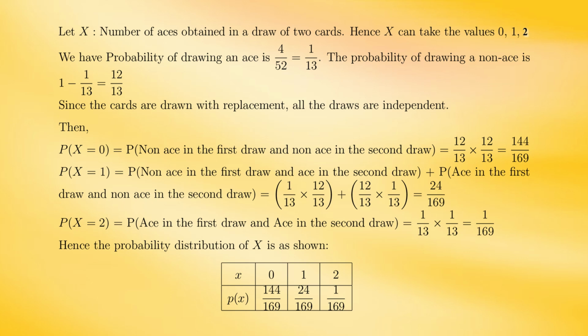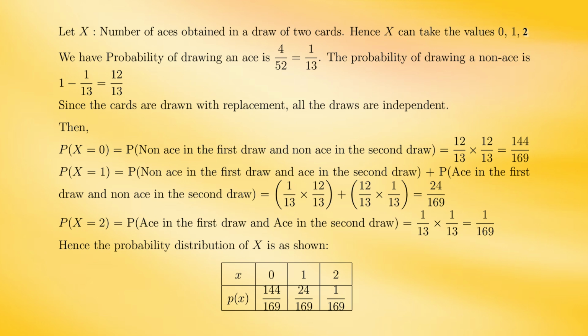Two cards are drawn successively with replacement from a well shuffled deck of 52 cards. Find the probability distribution of the number of aces. In the given experiment, let us denote the random variable x as the number of aces obtained in a draw of 2 cards. Hence, x can take the values 0, 1, 2.